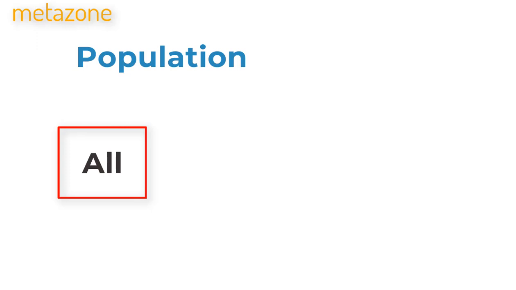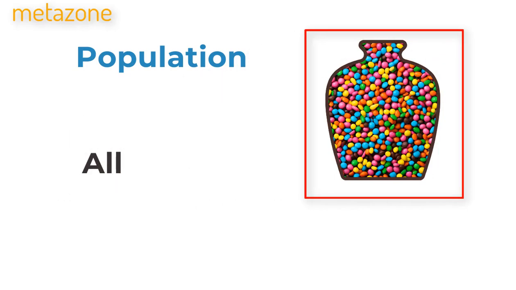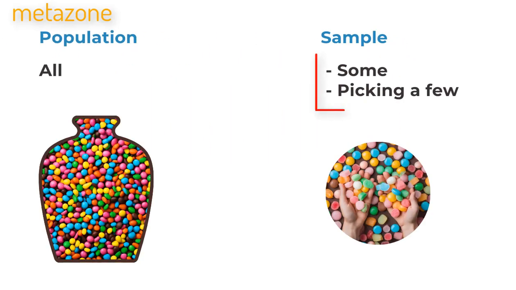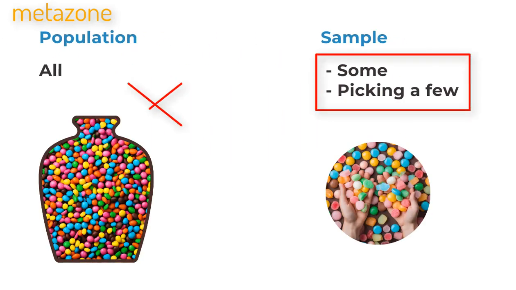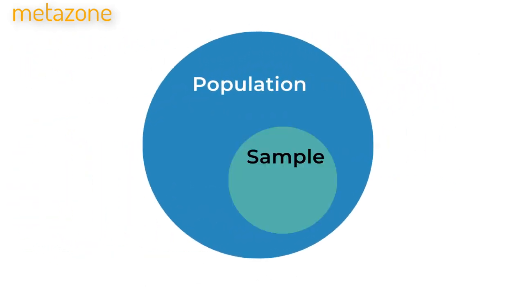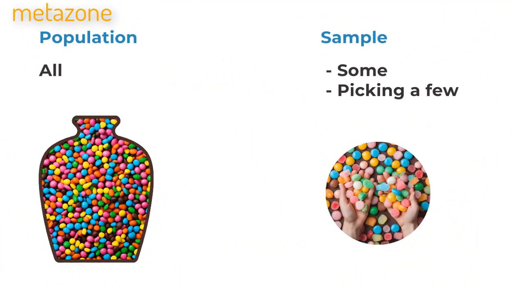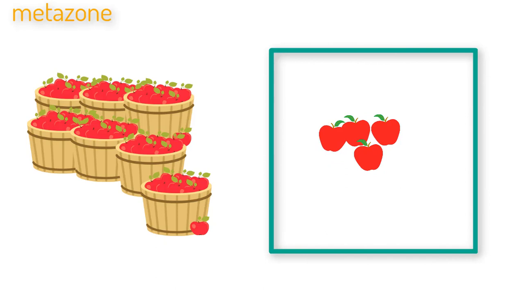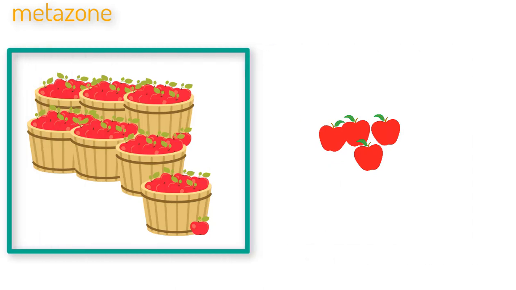The population refers to the entire group of individuals, objects, or events that you are interested in studying. It includes all the elements that share a common characteristic. The sample is about some, not all. Picking up only a few. A sample is a subset of the population, chosen to represent the larger group. It consists of a smaller number of units or individuals selected from the population.